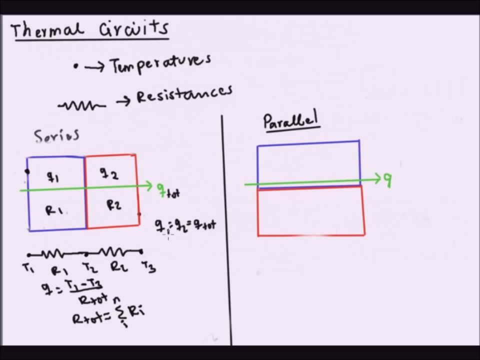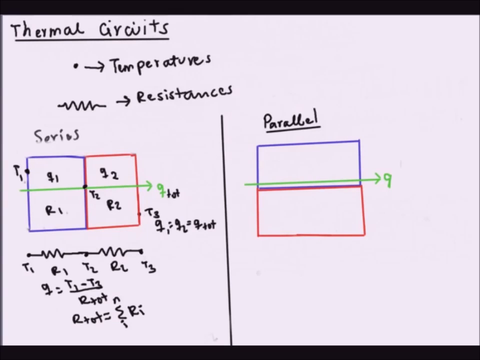And then the next step is to find expressions for Q1 and Q2 using T1, T2, and T3. So for the first material, you would use the temperature difference of T1 minus T2 and the first resistance, R1. For the second one, you would use T2 minus T3 and the second resistance, R2. And then by knowing that they are equal, you can play with the equations and you are going to find that the total resistance is just the sum of each individual resistance.